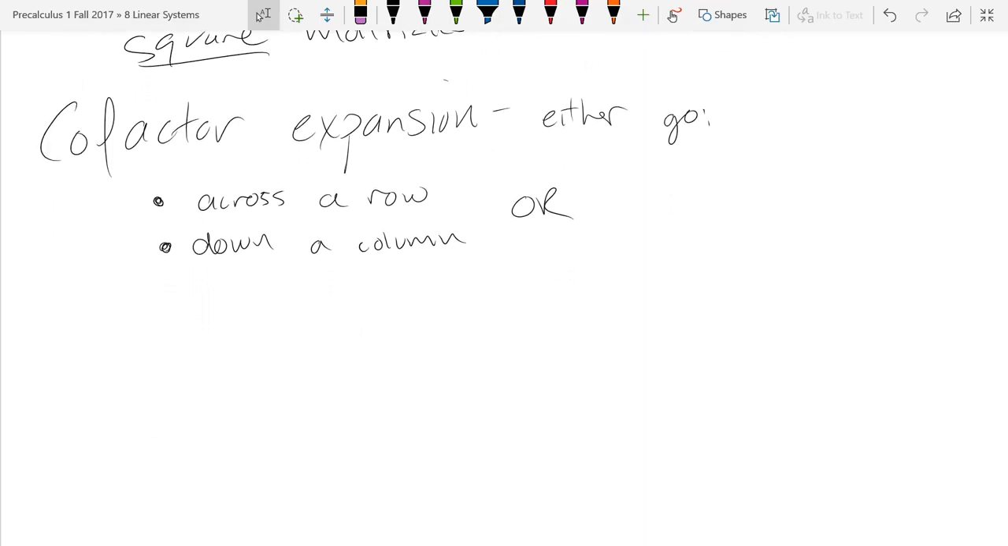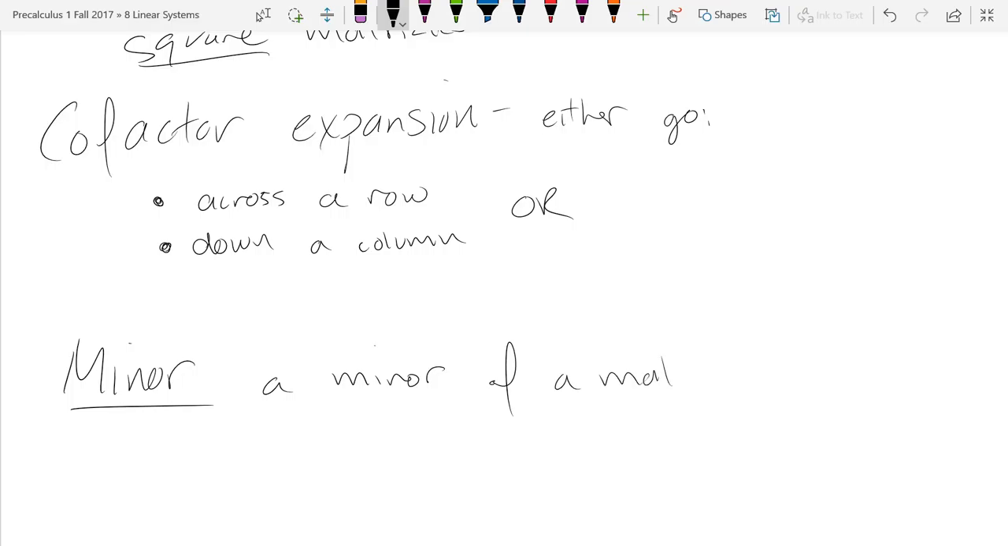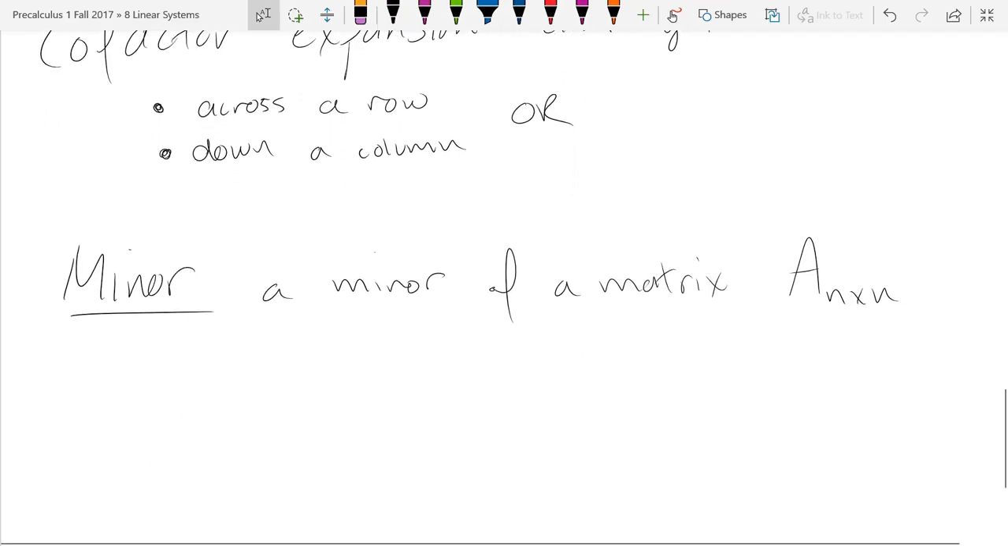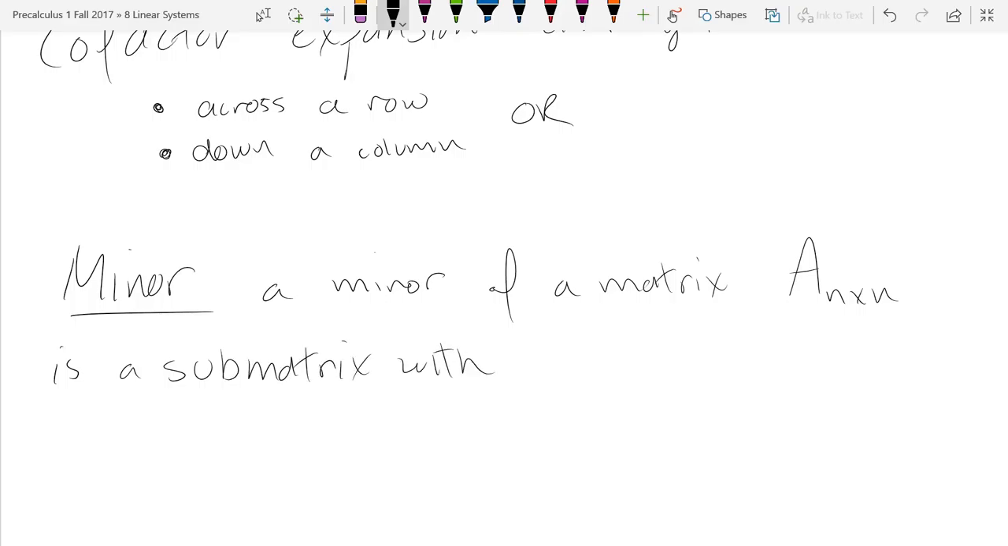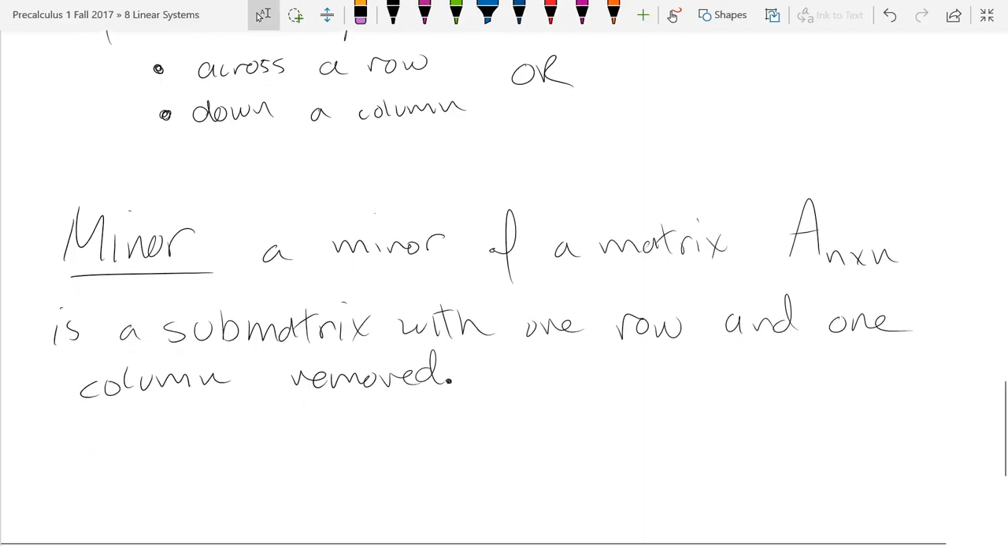So the first thing we need is the minor of a matrix. We'll take our matrix to be M. We need it to be square, so I'm not going to worry about a non-square matrix here. The minor of an m by n matrix is one dimension smaller. Well, the best way to say it is a submatrix with one row and one column removed. So you're basically picking one entry in the matrix and then removing everything in that column, everything in that row.